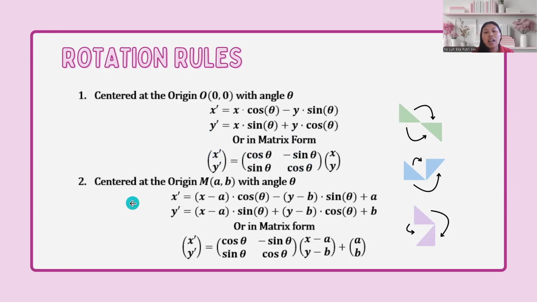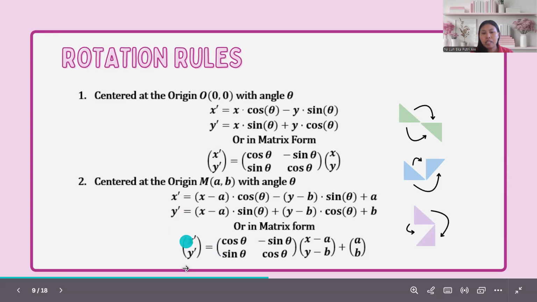Next, centered at the point M(a, b) with angle theta. We have the formula x' = (x − a) cos θ − (y − b) sin θ + a, and y' = (x − a) sin θ + (y − b) cos θ + b. Or in matrix form, you can write this.